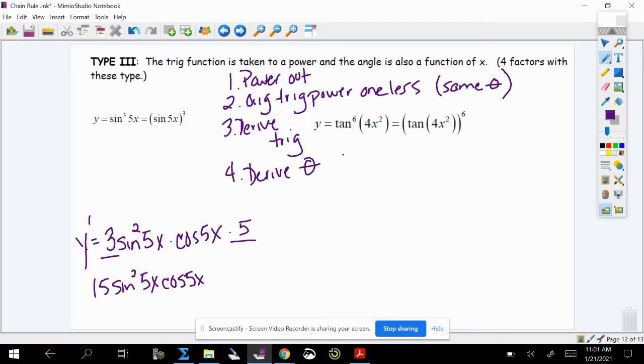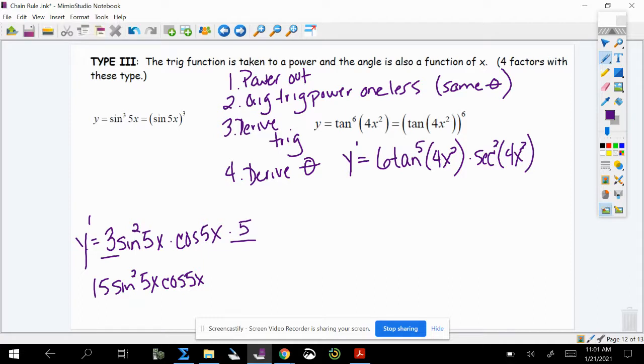For your second one, power out front, power 1 less, so it's going to drop down to tangent to the 5th. The angle does not change, it's still 4x squared. Derivative of tangent is secant squared. Again, angle doesn't change, it's still 4x squared.